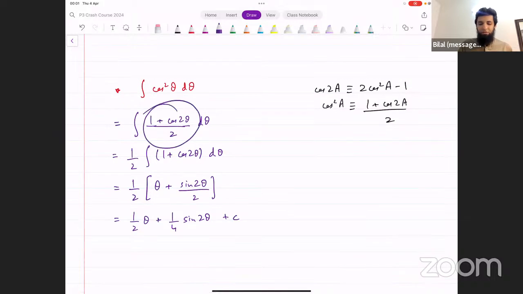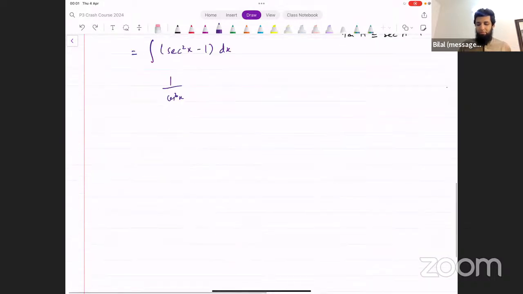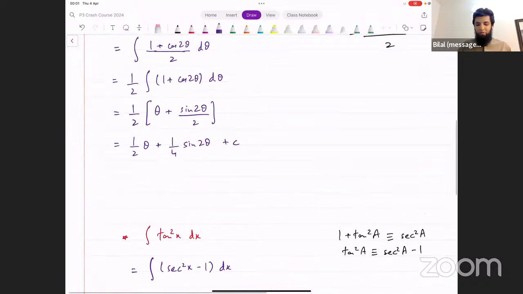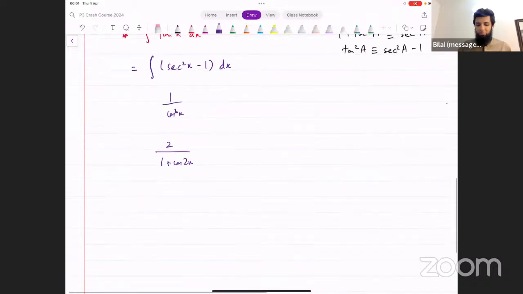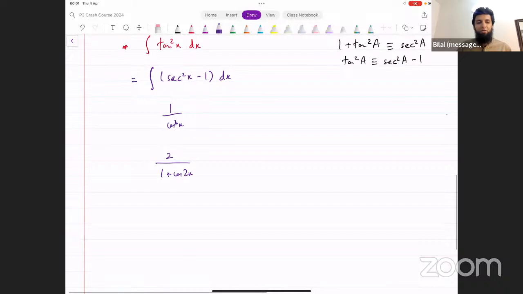If you use this identity, you would have 2 over 1 plus cos of 2x. What do you do after that? There isn't much that you can do with this. Can you think of something else?